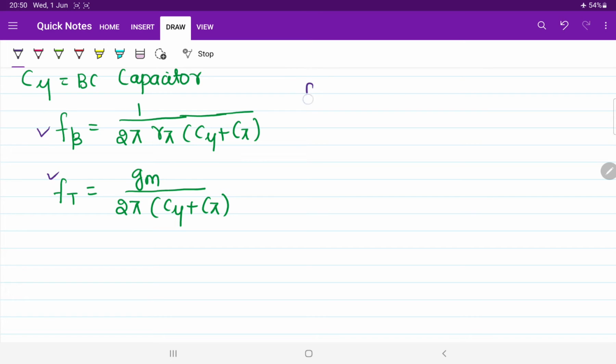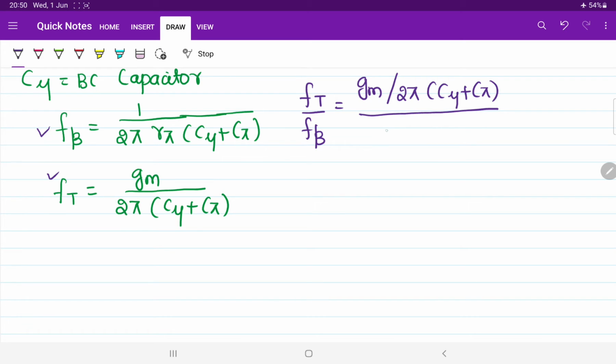I am just asking you to take the ratio between Ft and F beta. What will you be getting? In Ft, we have Gm upon, in the denominator, 2 pi into C mu plus C pi. In the denominator, if I substitute the value of F beta, that will be 1 upon 2 pi into, of course R pi is there. Apart from that, we have C mu plus C pi. Now see there, this C mu plus C pi will get cancelled out.